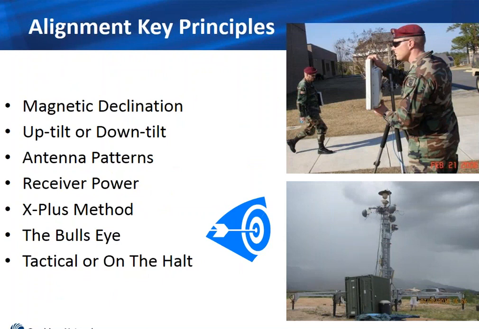Okay, so when we talk about antenna alignment, there are some key principles involved. Specifically, we live in a three-dimensional world. There are two dimensions that can be changed when we're talking about antenna alignment: your azimuth, or your left and right, and your up and down tilt, your incline and decline. Those two things can be changed. Generally, the distance of the link is static.